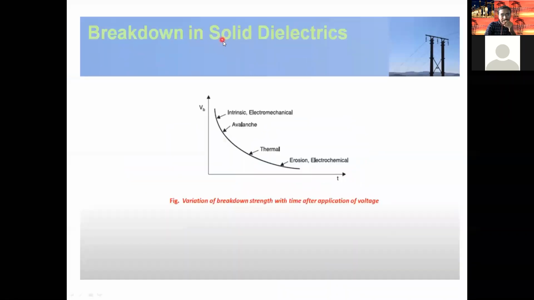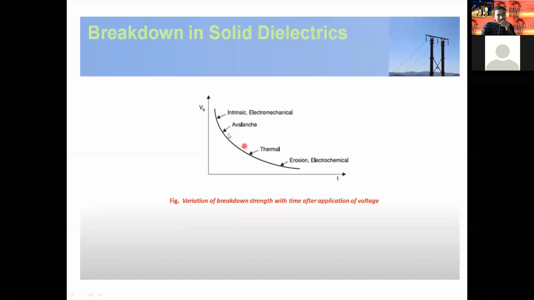Now, breakdown in solid type dielectric materials. By using this graph, you can understand how the breakdown strength varies with time after application of voltage. Here the x-axis is time, and the y-axis is the breakdown voltage VB.